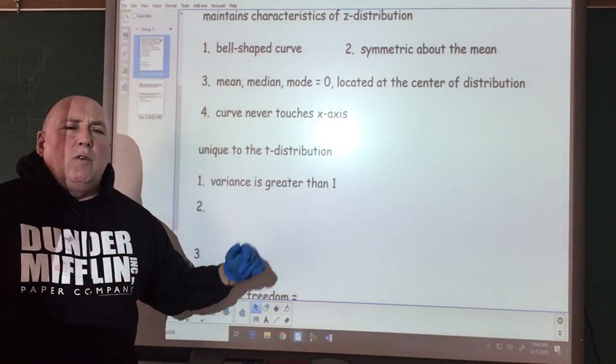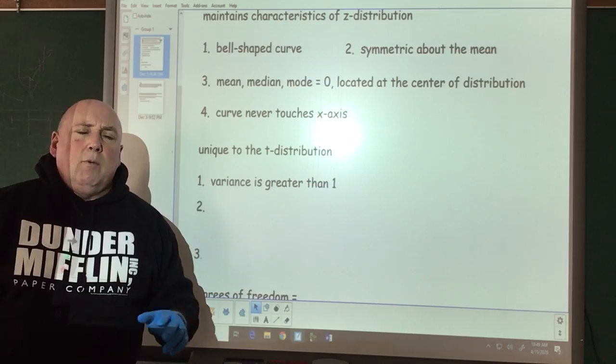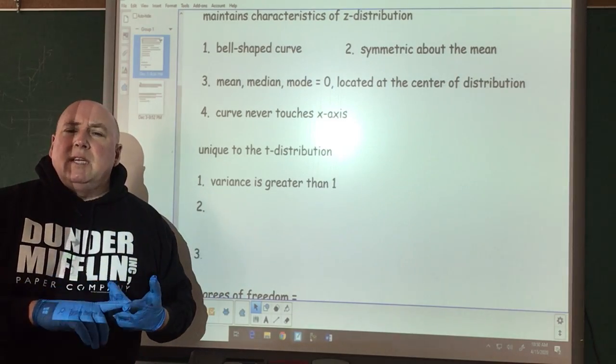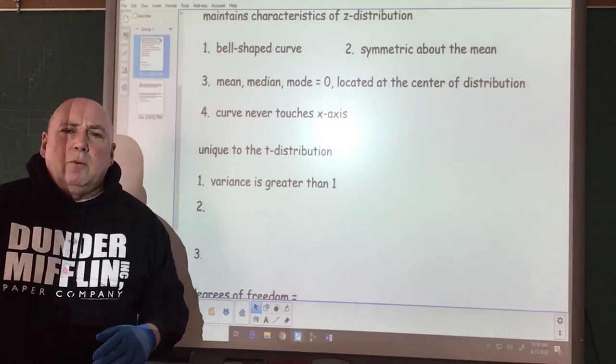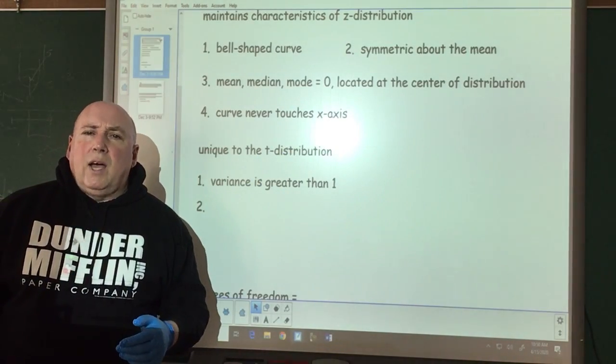The variance is greater than 1. With a z value, we had the variance and the standard deviation equal to 1. With a t-distribution, the variance is going to be greater than the value of 1 now.